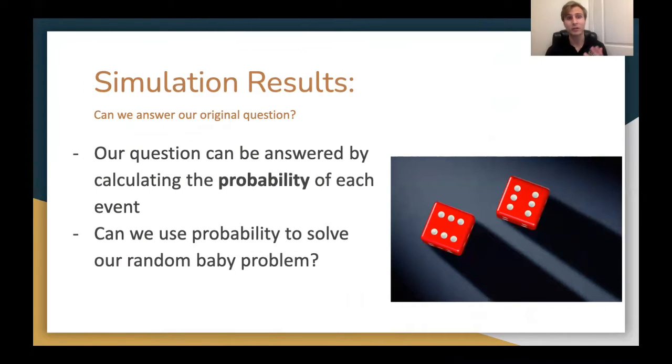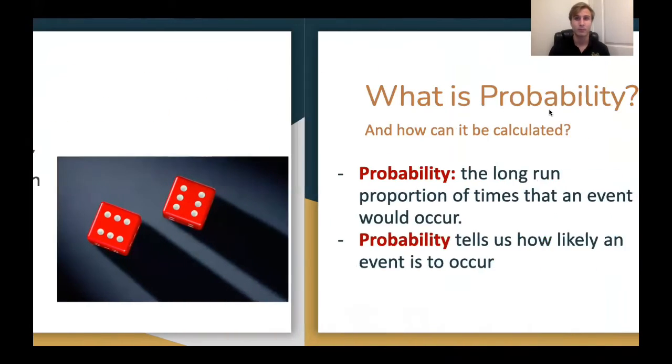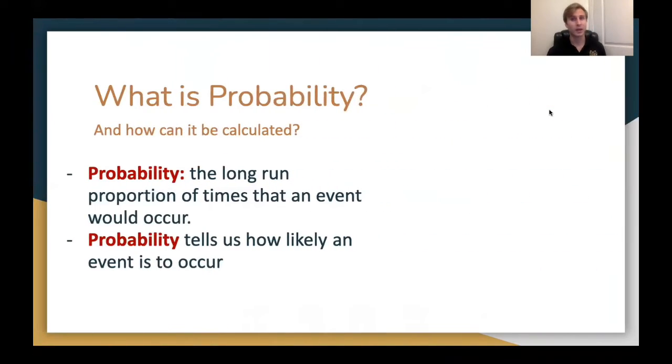Once we look at our simulation results, we want to see if we can answer our original question. That question can be answered by calculating the probability of each of those events, event A, event B, and event C. We want to see if we can use probability to solve our random baby problem of which one of those events is more or less likely to occur. But before we can answer that problem, we actually have to look at what probability is and how it can be calculated. Probability is the long run proportion of times that an event would occur.